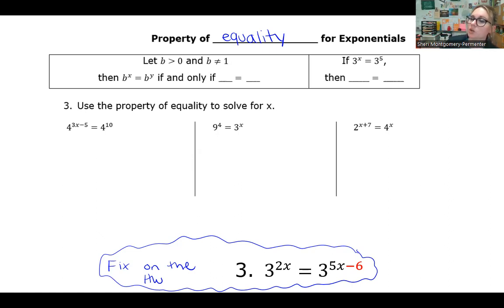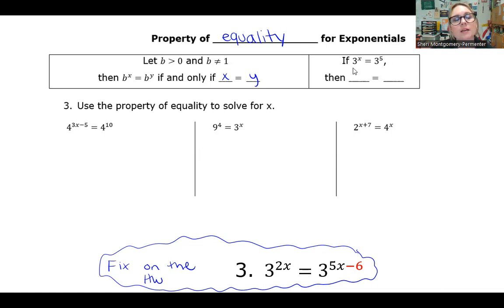Y'all remember we've been solving these, that we try and get the bases the same on both sides, and what do we do with them? Mark them out, and we set the exponents equal. So this works if and only if the exponents are equal. So x has to equal y. And this is like a situation that we've been doing.